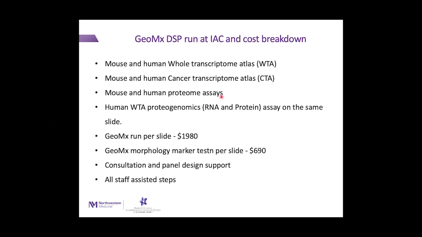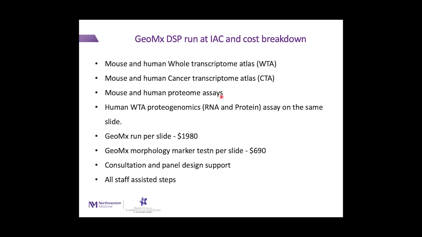To give you a quick overview of how this DSP platform is run at IAC and what the cost breakdown is: the assays available are the whole transcriptome atlas for mouse and human, the cancer transcriptome atlas for mouse and human samples, and mouse and human proteome assays. Recently, they have launched a human whole transcriptome atlas and proteogenomics, which can do RNA and protein assay on the same slide. To give you a cost estimate, per slide for a GeoMx run is $1980.